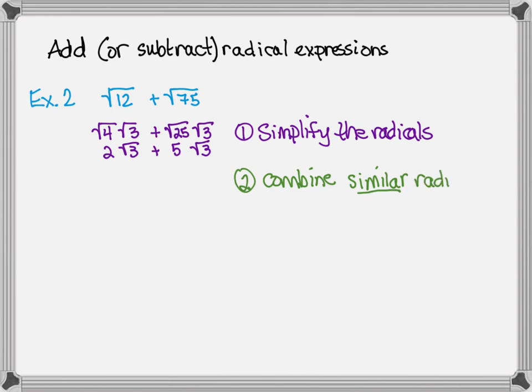Then we can combine similar radicals. Now, both of these expressions have radical 3. If the radicals were different, we would not be able to combine them, and we would be done. But they both have radical 3's, so now we can combine the 2 and the positive 5. 2 plus 5 is 7, and we get 7 radical 3.